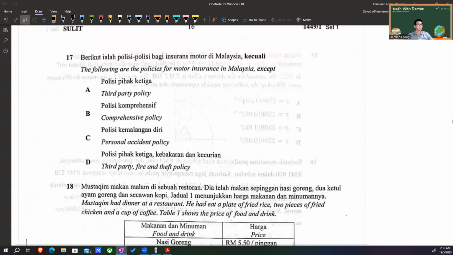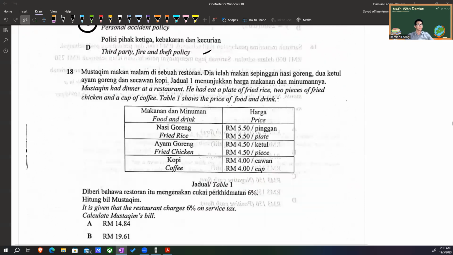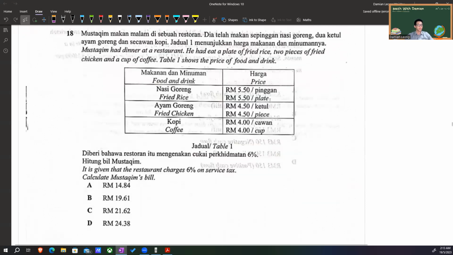Question 17. These are policies for motor insurance in Malaysia. There is third-party policy, comprehensive policy, third-party life and death policy. Personal accident, no such thing in Malaysia. Okay, there are these three that you have to know. Question 18.